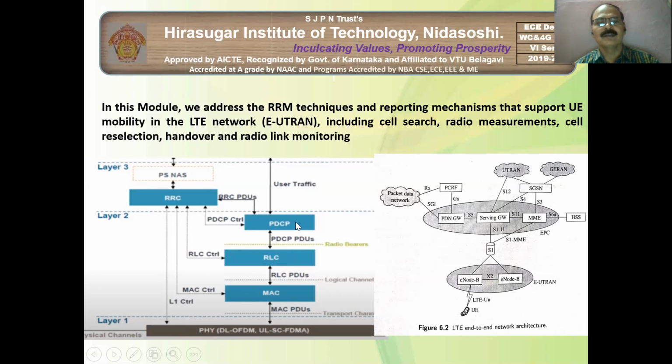Now, the connection between the RLC and MAC layers is the logical channel, and from the MAC layer to the physical layer it is the transport channel. Further, the connection through the physical layer is the physical channel. So between the MAC layer and the physical layer there is the transport channel, and between the upper layer RLC and MAC there is the logical channel. That is also what we studied.